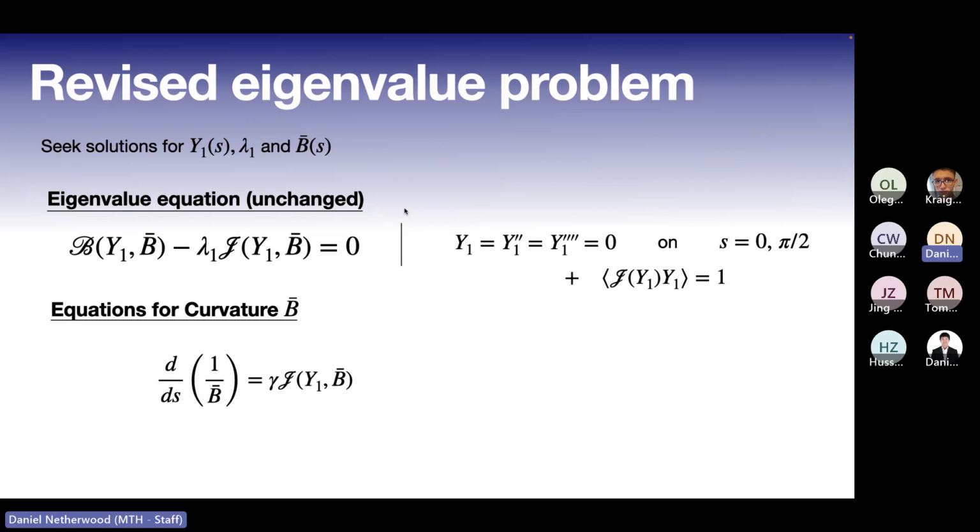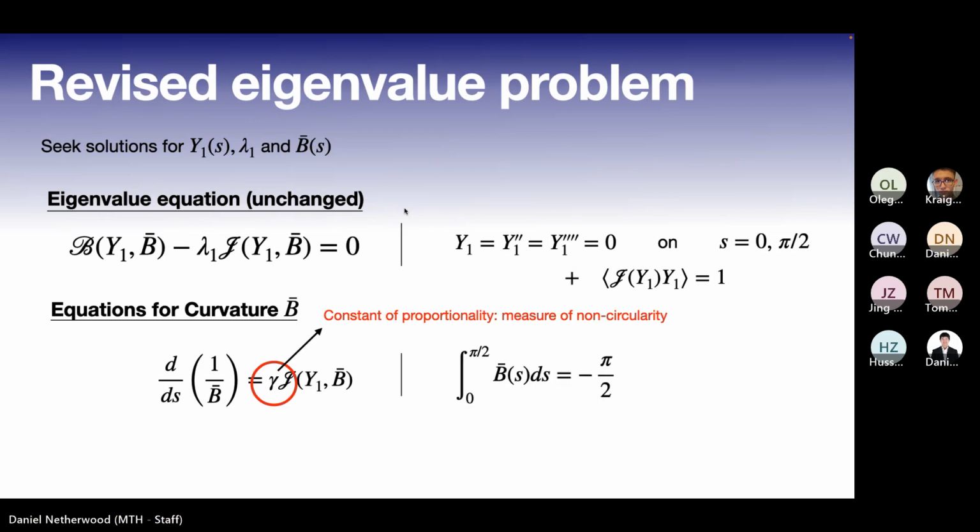This comes from what I explained on the previous slide, where this constant of proportionality, gamma, is a measure of the non-circularity of the tube, the initial non-circularity of the tube. When gamma is equal to 0, we have a circular cross-sectional shape. And then as the magnitude of gamma increases, we get further and further away from a circular cross-section.